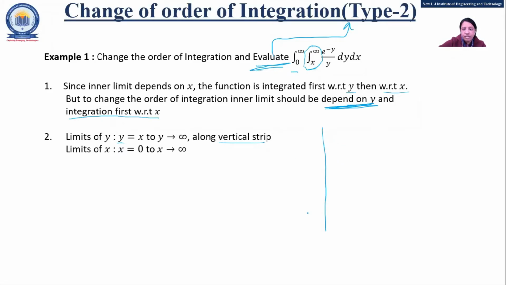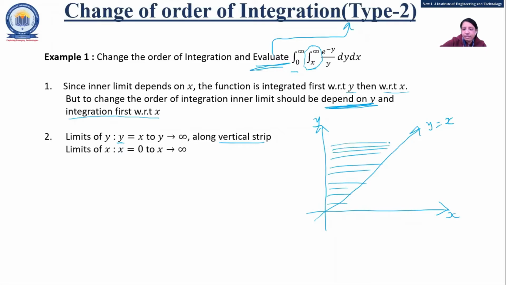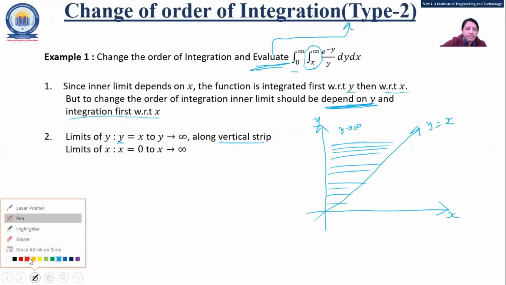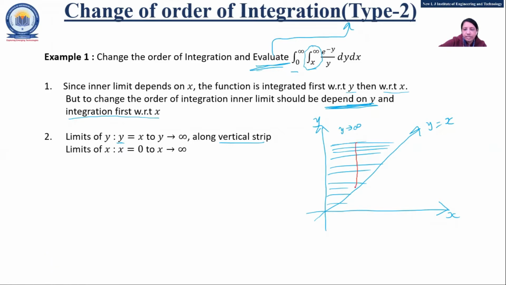Now we'll try to draw the graph for that region x, y. Now you can see that y equal to x, same like the first question, example 1. And another is y equal to infinity. So this is the region, infinite, right? We consider up to this only, y equal to infinite. Now the whole vertical strip is supposed to be there. So this is the vertical strip. You can see this vertical strip, that is AB.